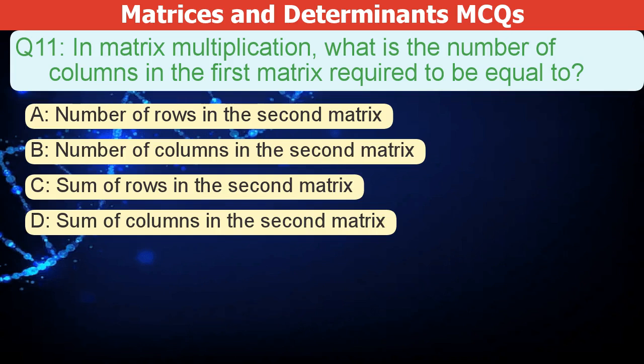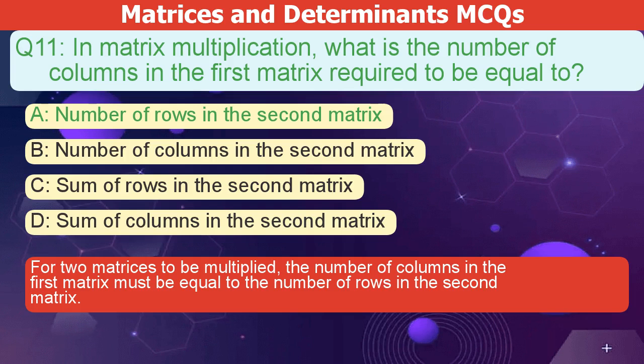In matrix multiplication, the number of columns in the first matrix must equal what? A. Number of rows in the second matrix. B. Number of columns in the second matrix. C. Sum of rows in the second matrix. D. Sum of columns in the second matrix. The correct answer is A. For two matrices to be multiplied, the number of columns in the first matrix must equal the number of rows in the second.